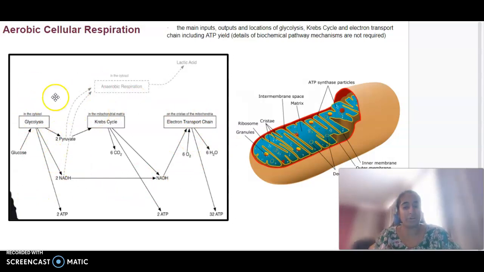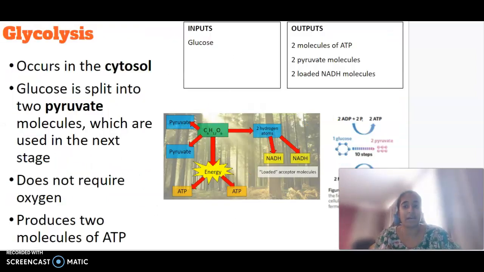So we'll start off with the first stage, glycolysis, happening in the cytosol. Basically, the input that we need to know is glucose, and then that glucose is being split into what we call pyruvate. There are 2 pyruvate molecules that this is being split into, and pyruvate is going to be used in the next stage, so it's actually an output of glycolysis. This process itself can happen with or without oxygen.